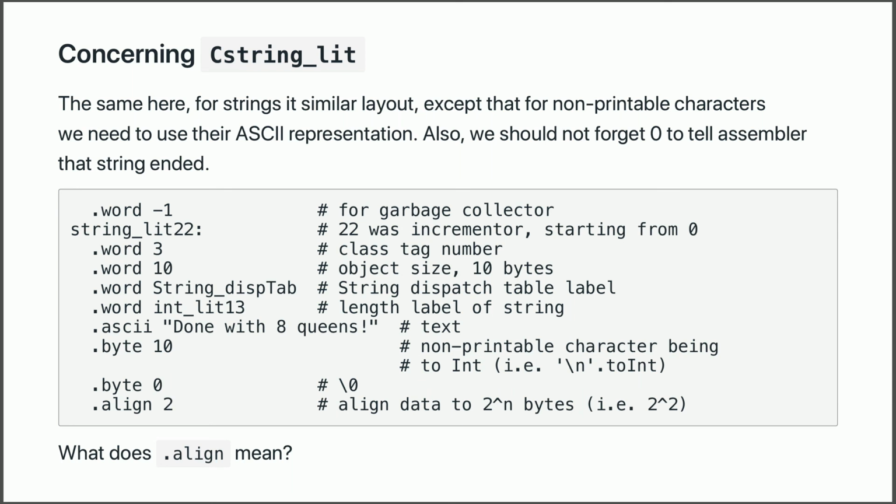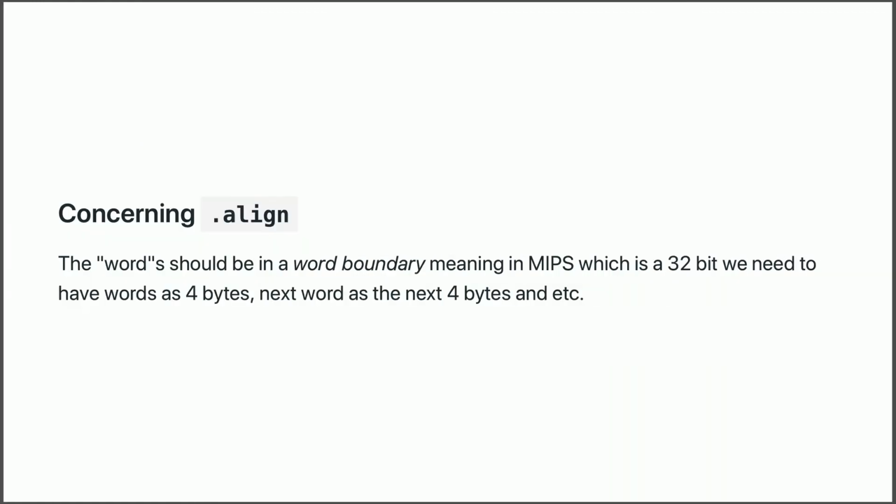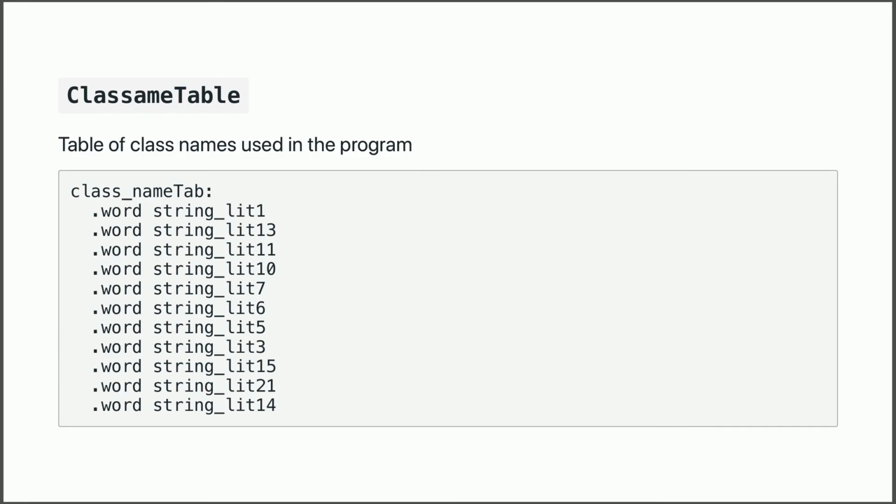And then .align 2 means make sure the next one that's going to start is aligned to 2 to the power of 2 bytes. So this doesn't mean 2 bytes, it means 2 to the power of 2 bytes. Make sure the next one starts on the next word boundary. Makes sense so far? Okay. So again, 2 to the 2, because MIPS is 32 bits, which is 4 bytes. So let's continue.